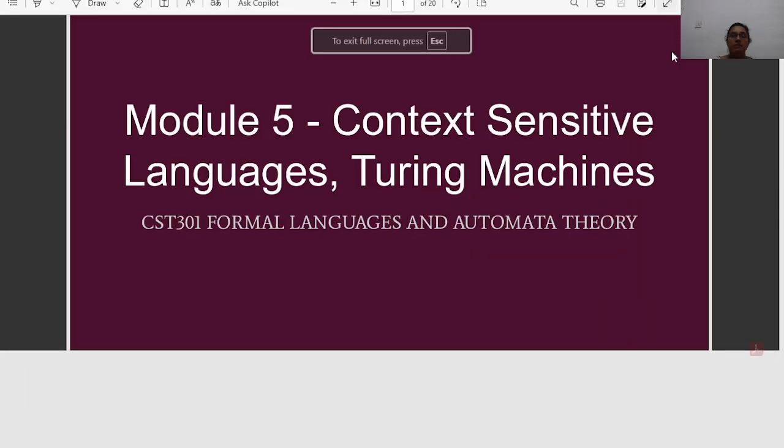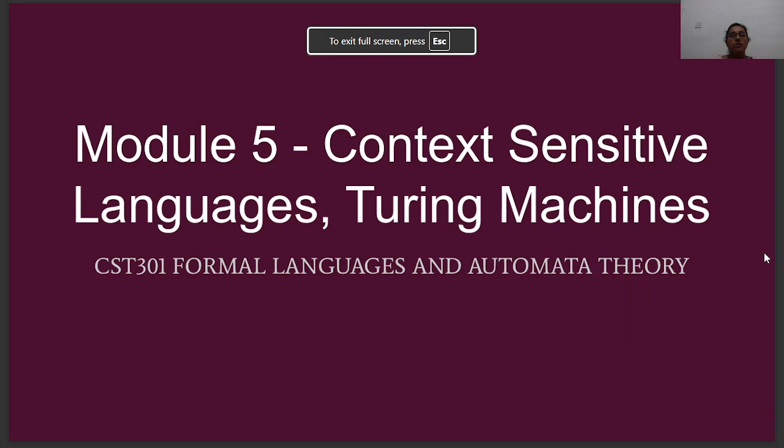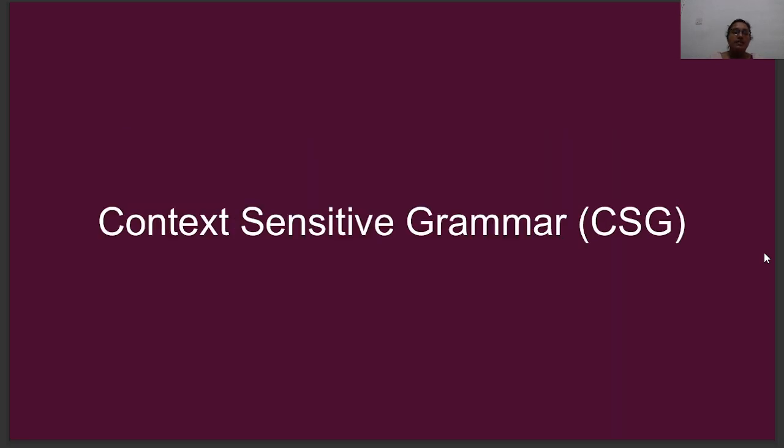Good morning, everyone. We are going to do Module 5, Context Sensitive Grammar. Okay, Module 5 is Context Sensitive Languages and Turing Machines. Today's topic is Context Sensitive Grammar and Linear Bounded Automata. Okay, let's start the lesson.